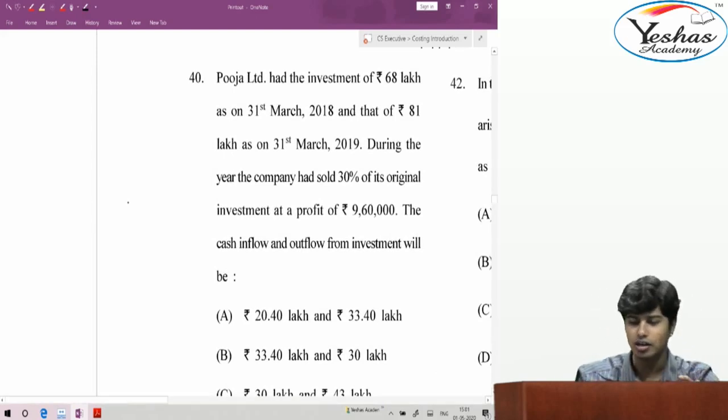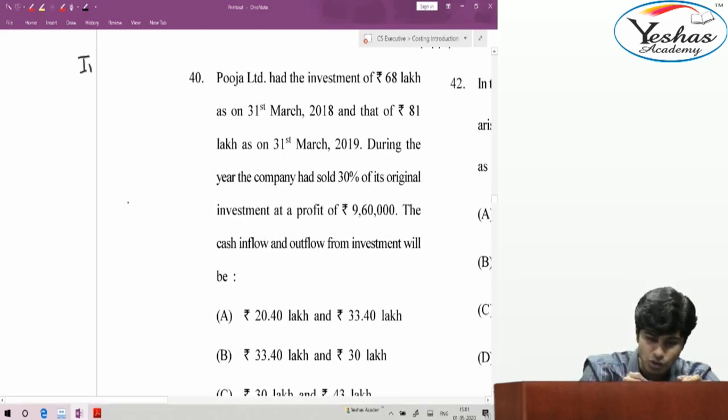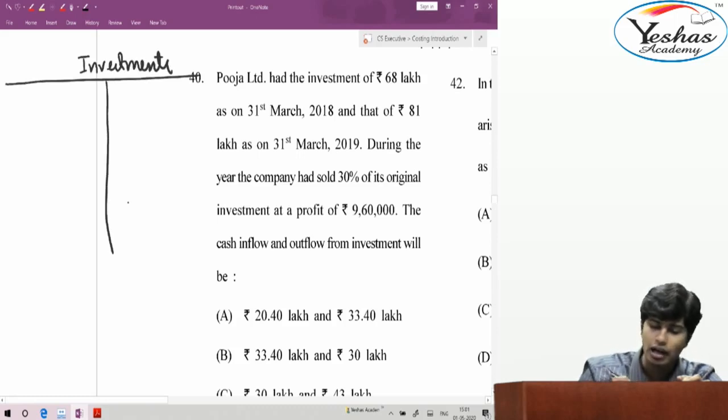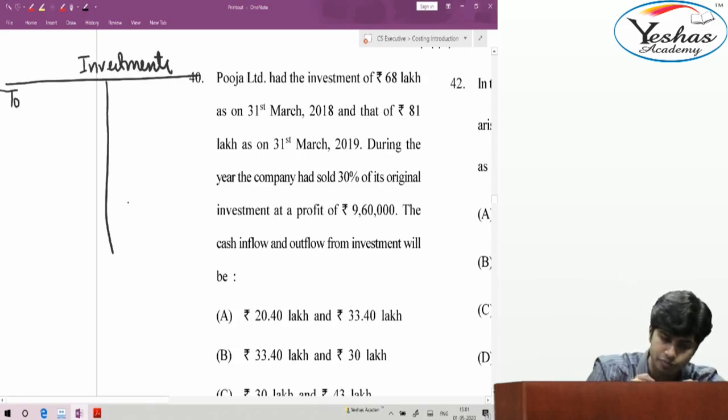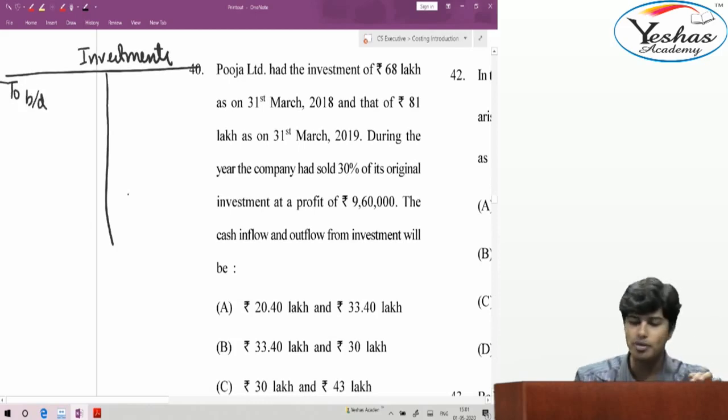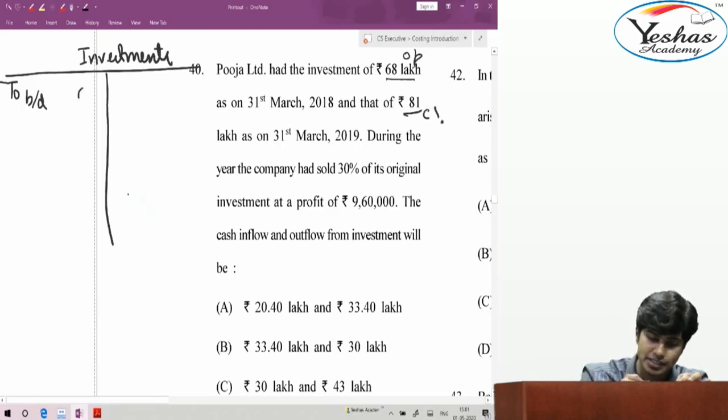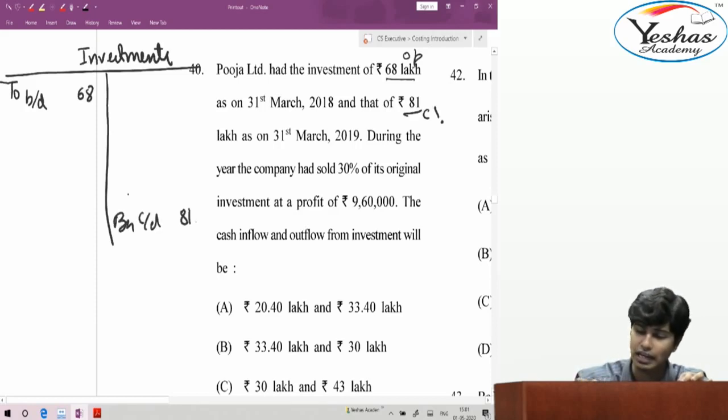We did a lot of small capsule questions on assets, purchase, sale, similar to that. So if I open a ledger for investments, investments is my asset. I would have to write the opening balance on the debit side and the closing balance on the credit side. I'll write 2 brought down. How much is my opening balance? 68 lakh rupees as on 31st of March 18, 81 lakh as on 31st of March 19. So the 68 lakh will become my opening, this 81 lakh will become my closing. So I'll write 68 lakh, everything is in lakhs here, by carried down is 81 lakh, done.